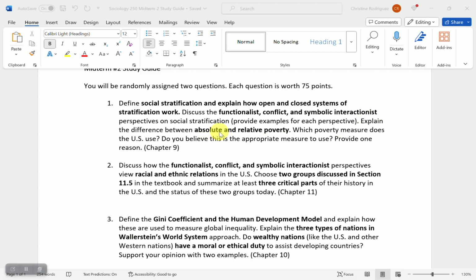Explain the difference between absolute and relative poverty. So there are two different measures of poverty, absolute and relative. In the US, we use the absolute measure. And after you explain the difference between these two types of poverty, and of course you give an example of each, tell me which one we use, and also tell me if you think this is the appropriate measure to use, and provide at least one reason for your opinion, okay?